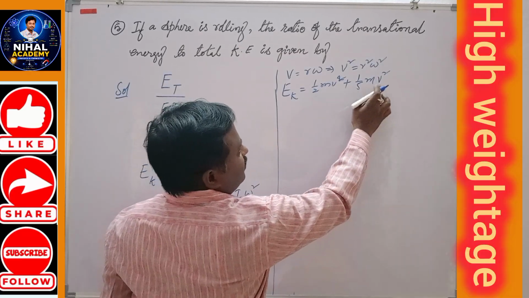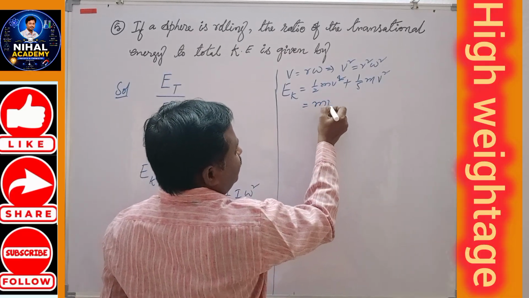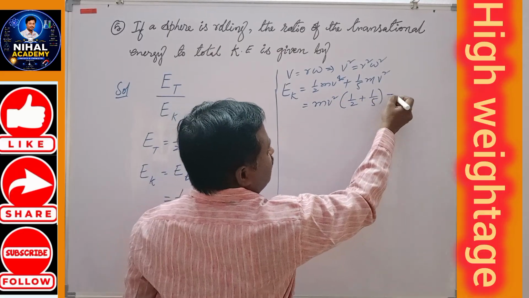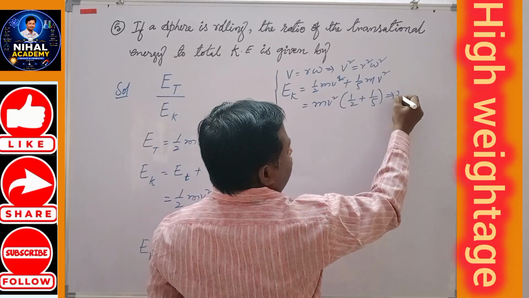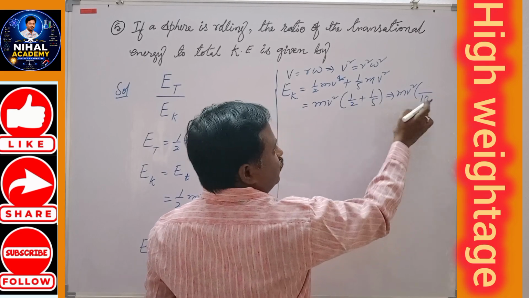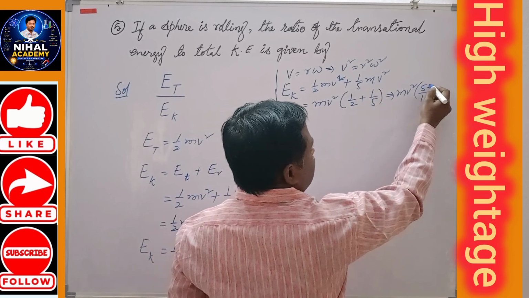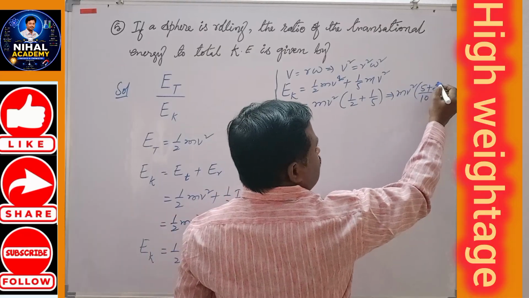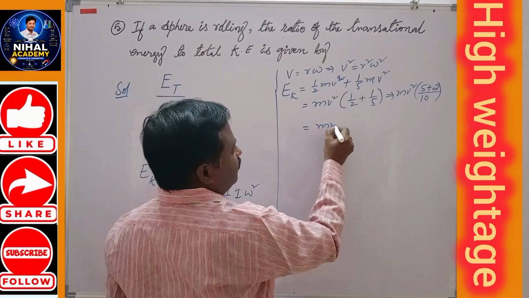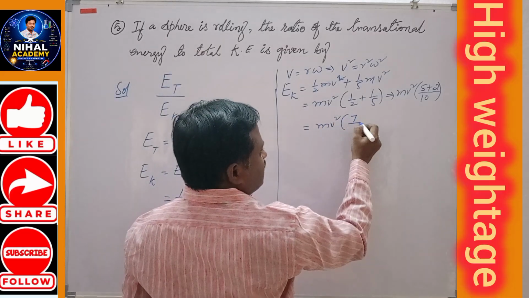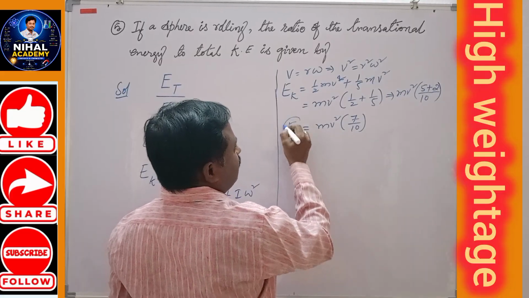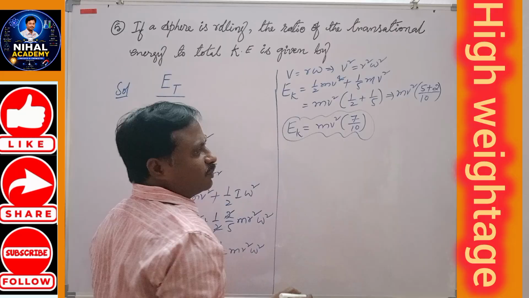So M V square is common, so we can take out common M V square. Here it is 1 by 2 plus 1 by 5. So this is equal to M V square into, LCM is 10, 5 times 1 is 5, and 2 times 1 is 2. So 5 plus 2 by 10. Now this is equal to M V square into 7 by 10. So E K is equal to M V square into 7 by 10.